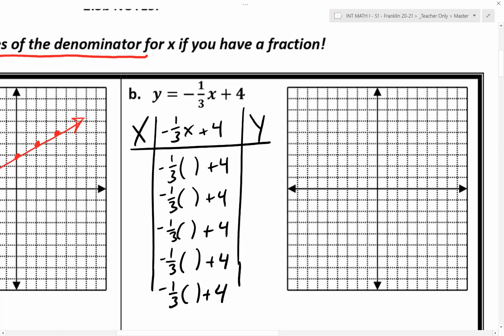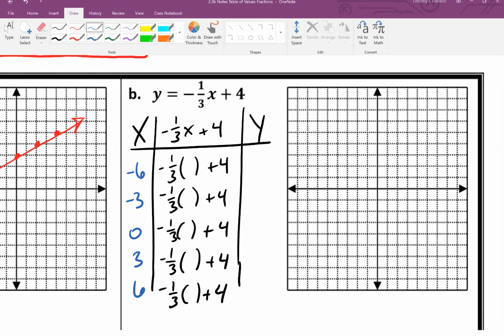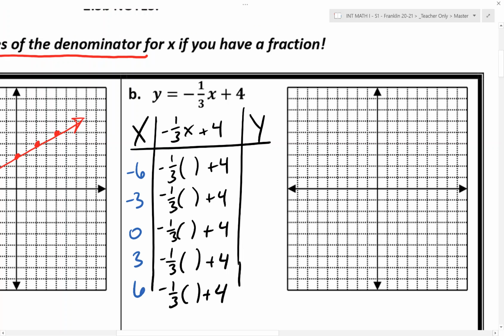Okay, now our denominator for this problem is 3. So we're going to take our normal numbers, -2, -1, 0, 1, and 2, and multiply them by 3. So the numbers we'll use for x here are -6, -3, 0, 3, and 6. So really just the first two multiples of 3, 3 and 6, and then also their negatives. So we'll put -6, -3, 0, 3, and 6 in here.